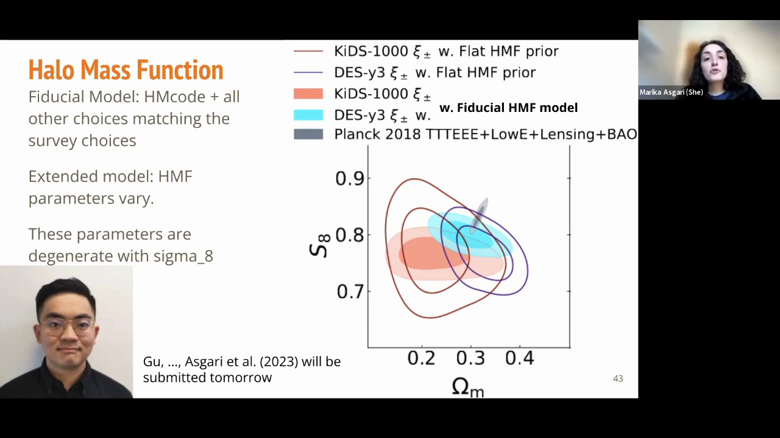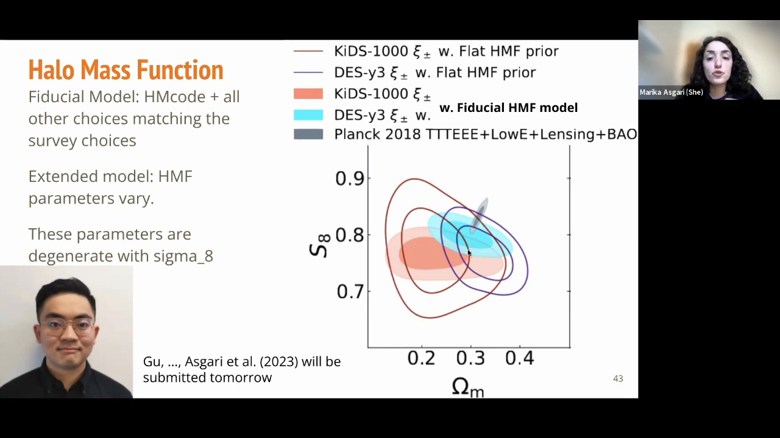So the fiducial model for analyzing the data is the one that KiDS used, that's HMcode, an augmented halo model which matches the simulations very well. But all the other choices are matching the surveys. There are two surveys used here: KiDS-1000 and DES Year 3.